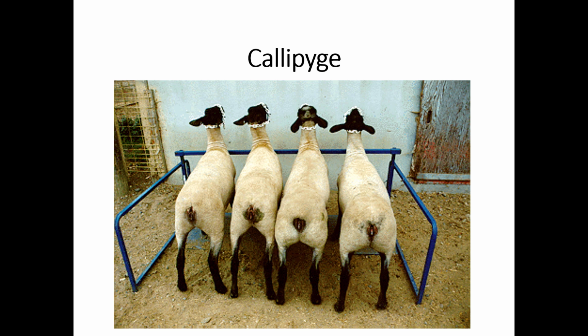If you look at the four sheep here, the two on the left do not have Callipyge, but the two on the right do have Callipyge. If you look between the legs, you can see it's more rounded out in our sheep that have the Callipyge trait. And if you look down their top line, you can also see that it's a little bit wider for our sheep that are more muscular due to Callipyge.